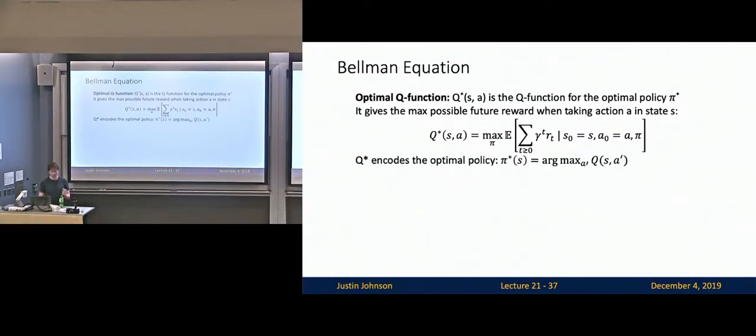And what's interesting is there's a very simple relationship between Q star, the optimal Q function, and pi star, the optimal policy. In particular, Q star actually encodes the optimal policy, pi star. Pi star tells us for every state the best possible action that we can take in that state that will cause us to maximize our rewards for the rest of time. And the Q function tells us for every state and every action the max possible reward if we took that action in that state. So we can just write down the optimal policy, pi star, by checking all of the actions a prime from the optimal Q function.